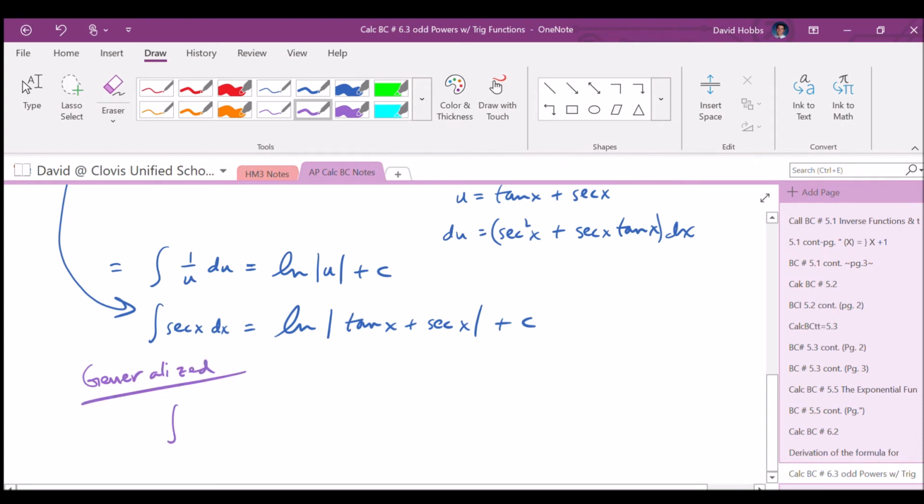Okay, so the integral of secant u du is equal to the natural log absolute value of, now I actually like doing secant u plus tangent u because it makes me remember it a little bit easier. Secant u plus tangent u rolls off the tongue a little bit easier.